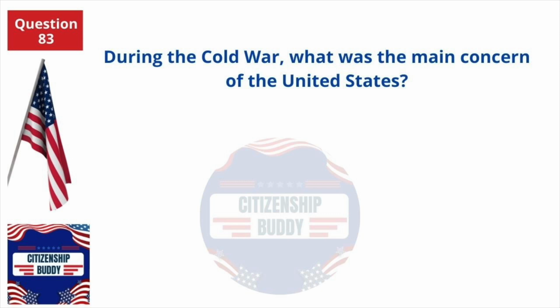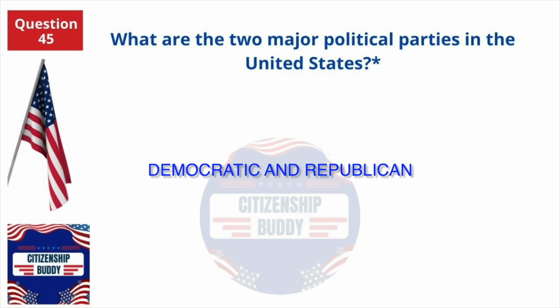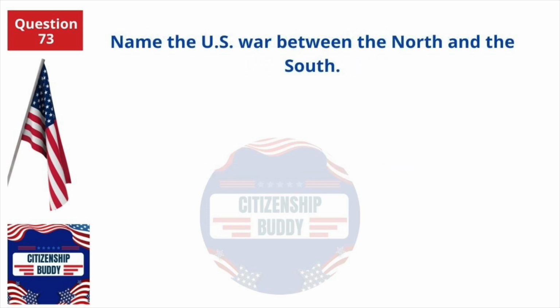During the Cold War, what was the main concern of the United States? Communism. What are the two major political parties in the United States? Democratic and Republican. Name the U.S. war between the North and the South. The Civil War.